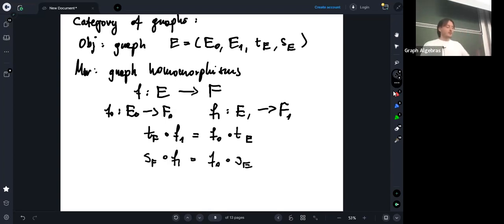So my morphisms are graph homomorphisms, and now on the next slide I'm adding more and more conditions to get a map between C-star algebras. Okay, so far so good. Just so we have it on this slide, F now is a graph homomorphism between two graphs.